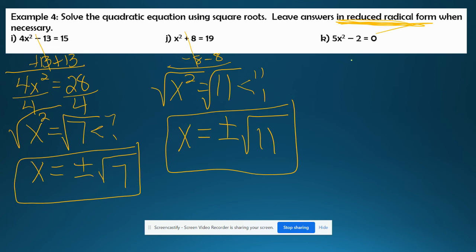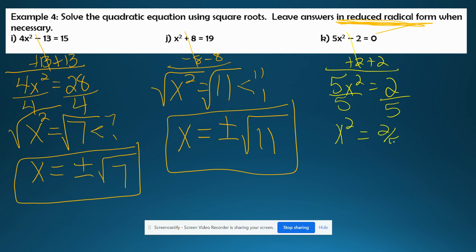Example K, we're adding the 2 to both sides. 5x squared is equal to 2. Divide by 5 on both sides to get the x squared alone. 1x squared is equal to 2/5. Take the square root. We have x is equal to plus or minus the square root of 2 over the square root of 5. I can't reduce the square root of 2, and I can't reduce the square root of 5.